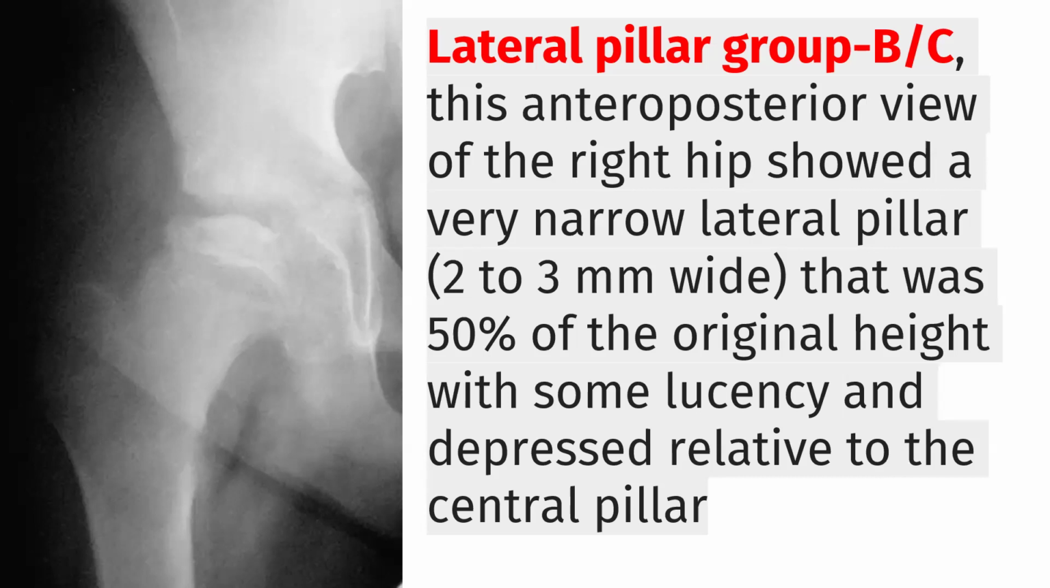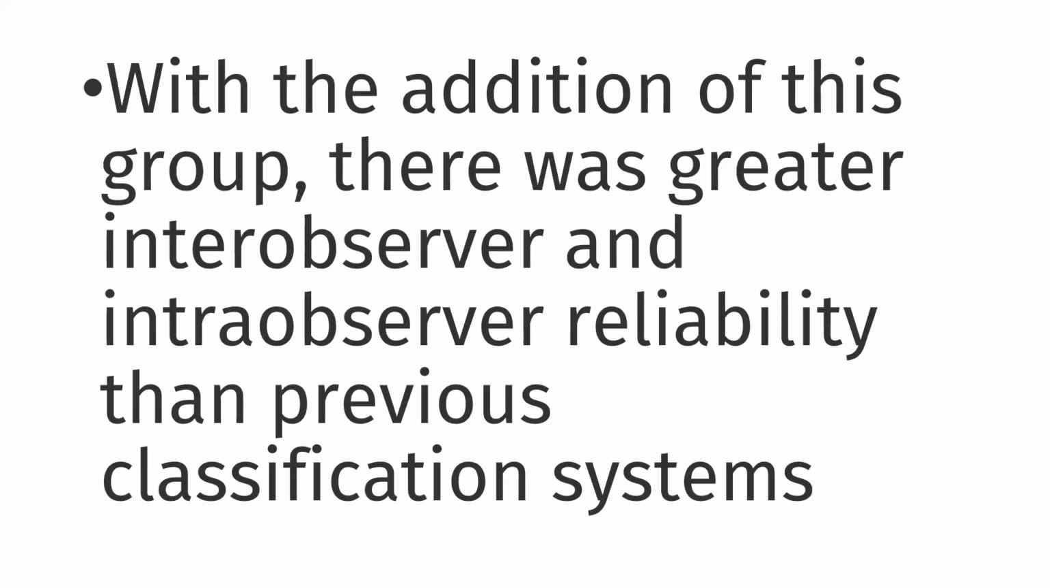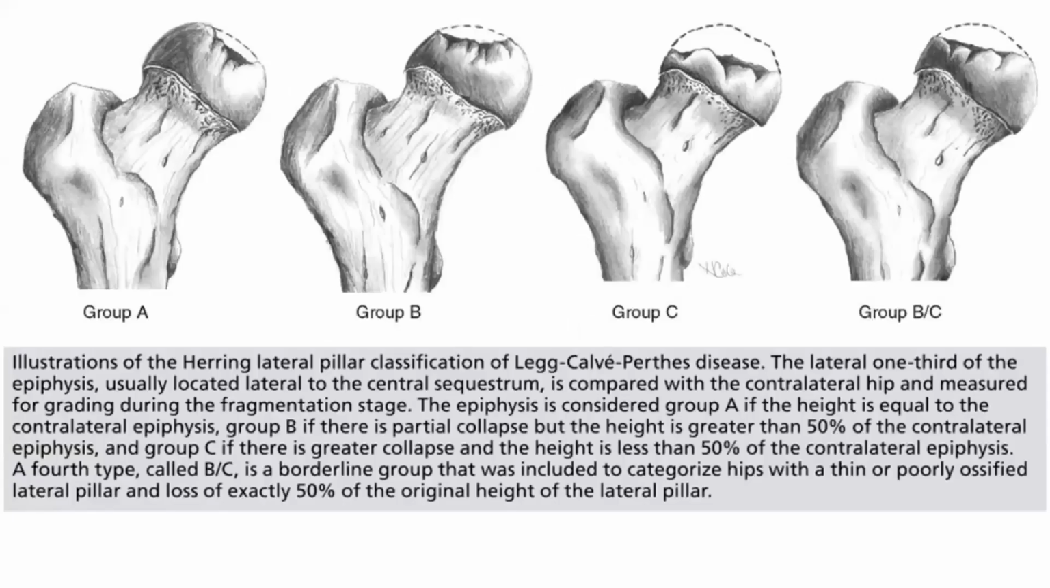With the addition of this group, there was greater inter-observer and intra-observer reliability than previous classification systems. This goes to show you more and more into A, which the lateral pillar is well maintained. B, it's between 50 and 100%. C is less than 50%, and BC is 50% height of the lateral pillar.